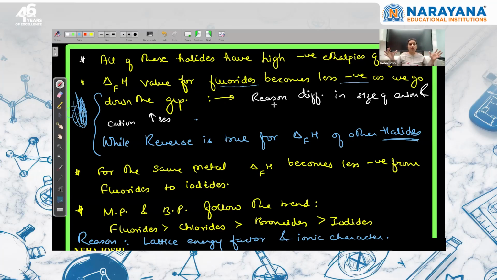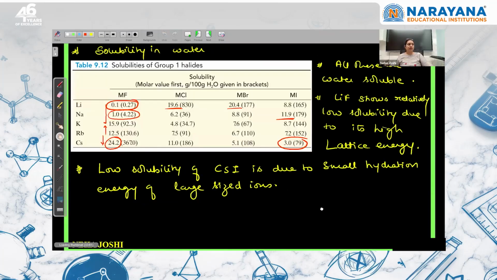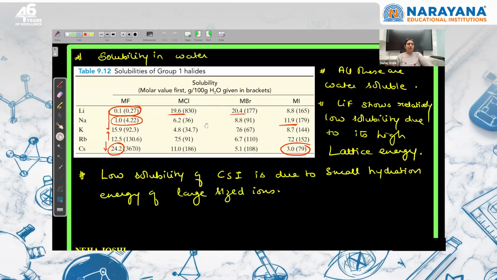Reason, with the difference in the size of anion and cation, the stability decreases. See? Whereas the trend for other halides is just the reverse. See? Because they are larger anions. If you talk of the same metal, then delta H formation becomes less negative from fluoride to iodides. Melting point, boiling point, fluoride, chloride, bromide, iodide, lattice energy factor, and ionic character. Okay. If you talk of solubility in water for group 1 halides, all these are water soluble.